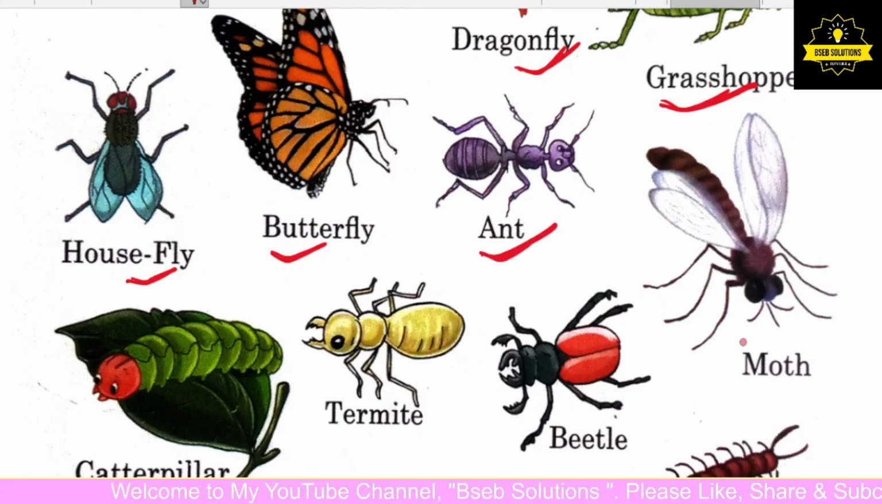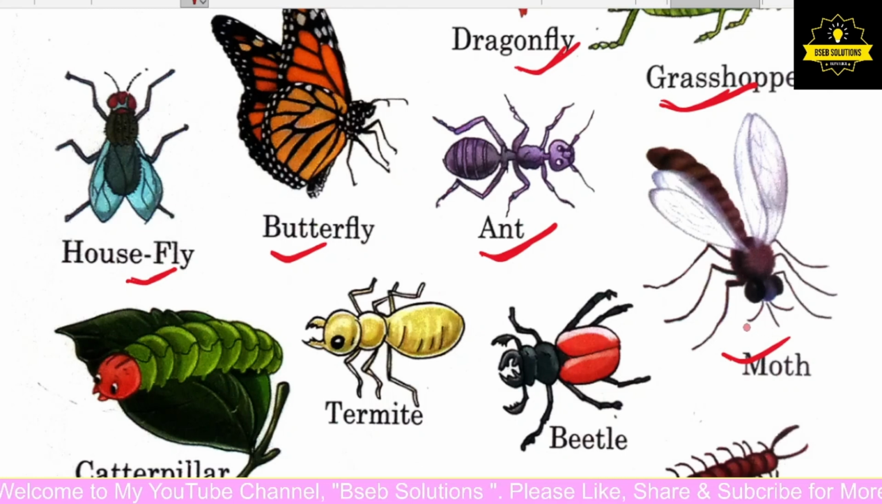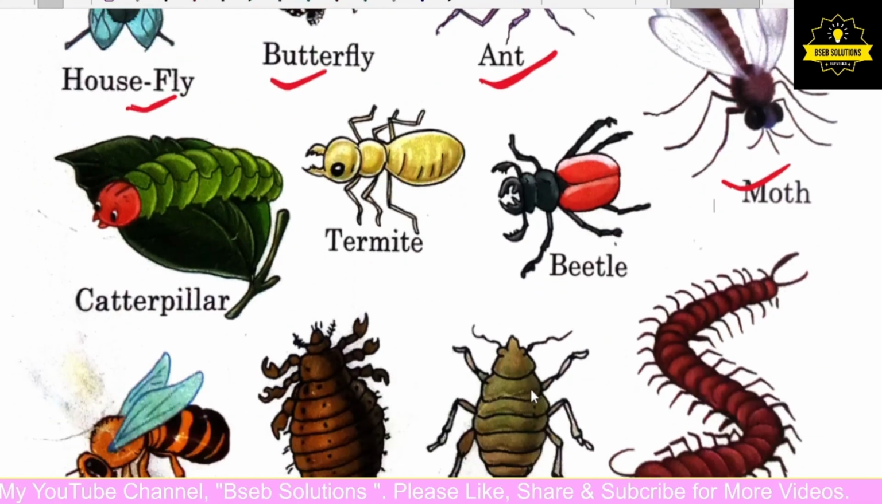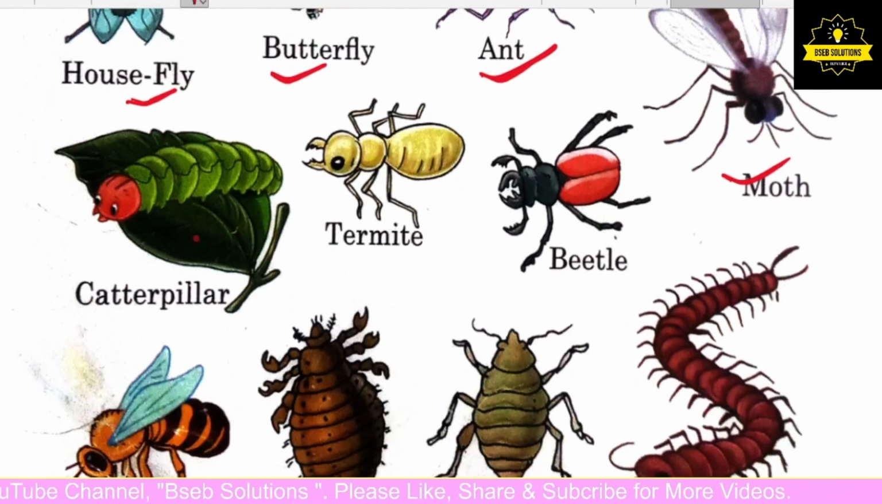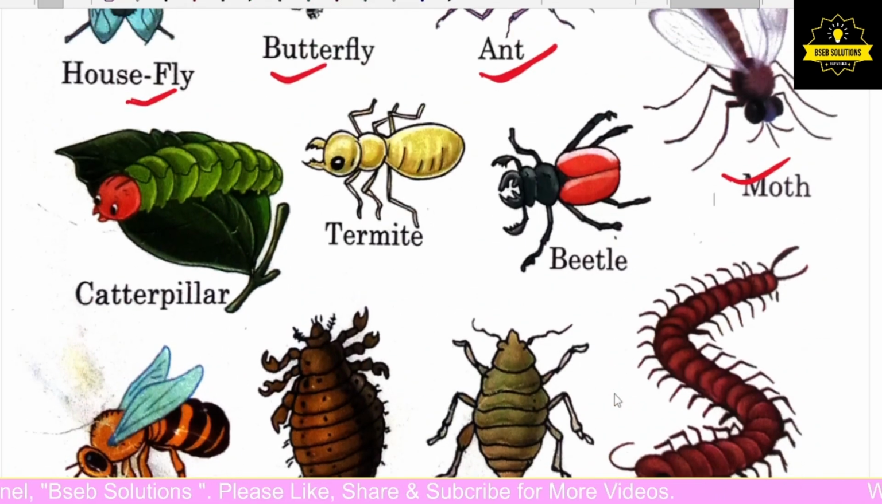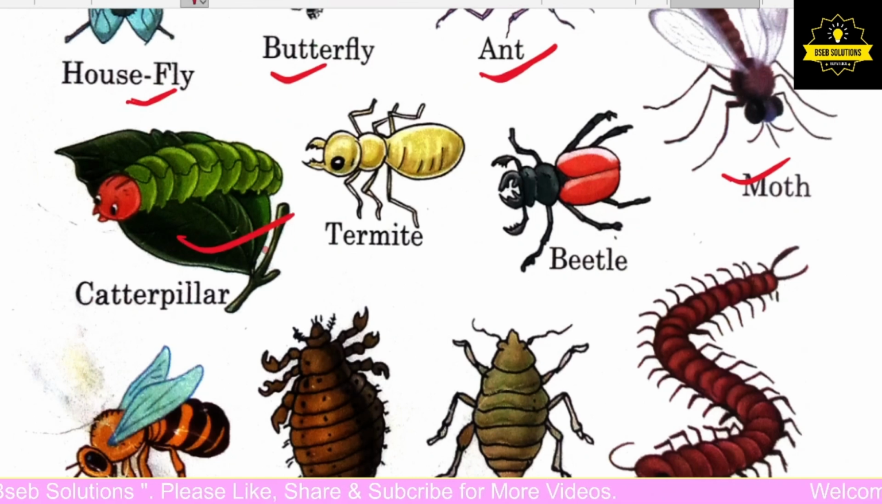Moth. Here is a moth. Moths are like butterflies, but they fly at night. Say moth. Caterpillar. This is a caterpillar. It eats leaves and turns into a butterfly. Say caterpillar.